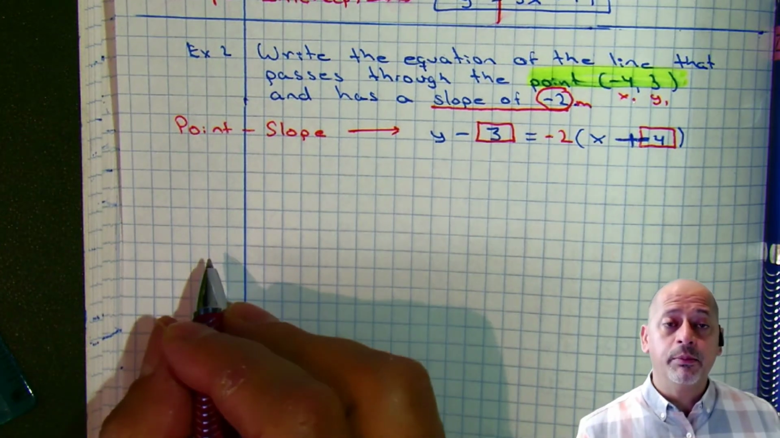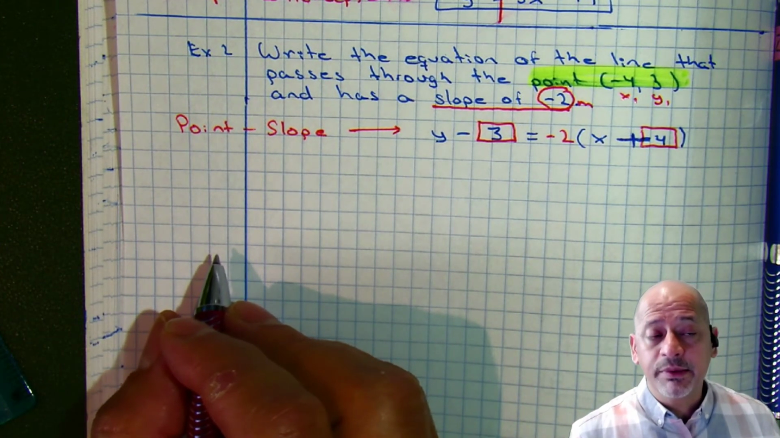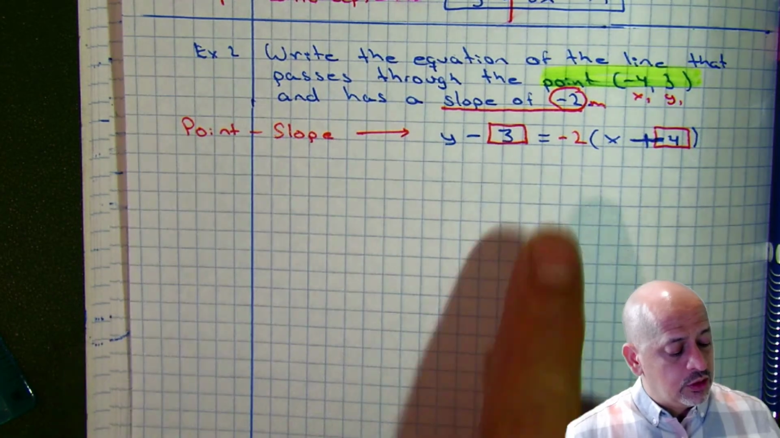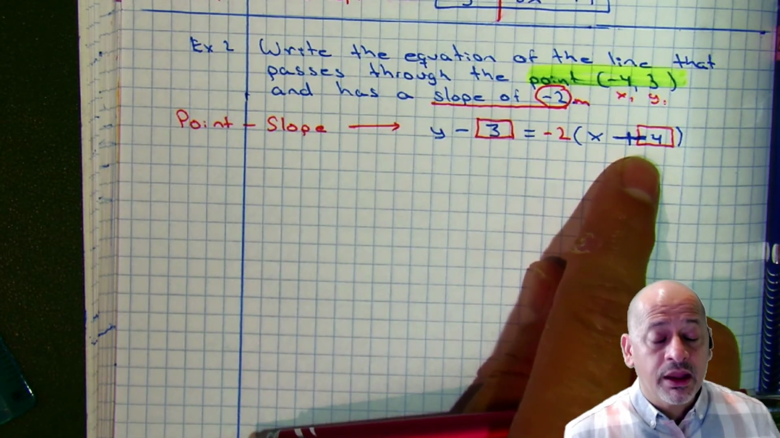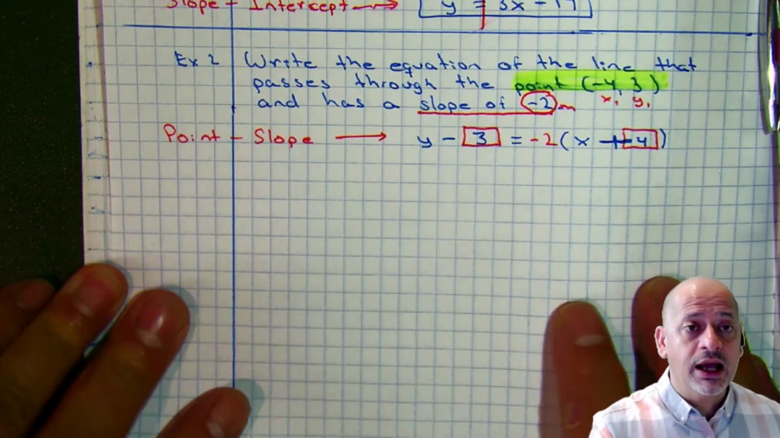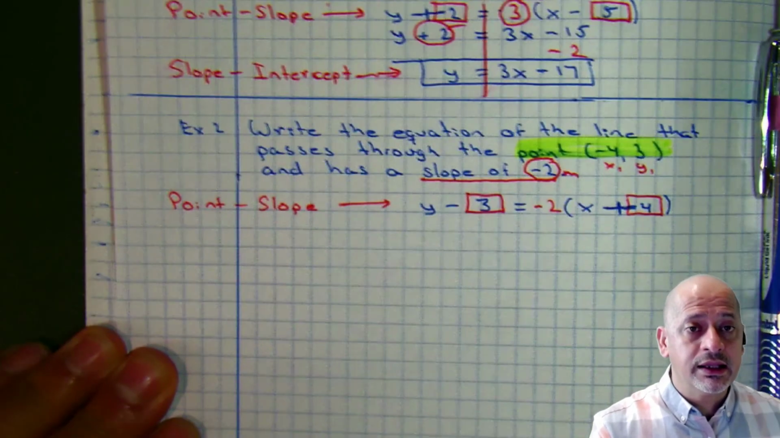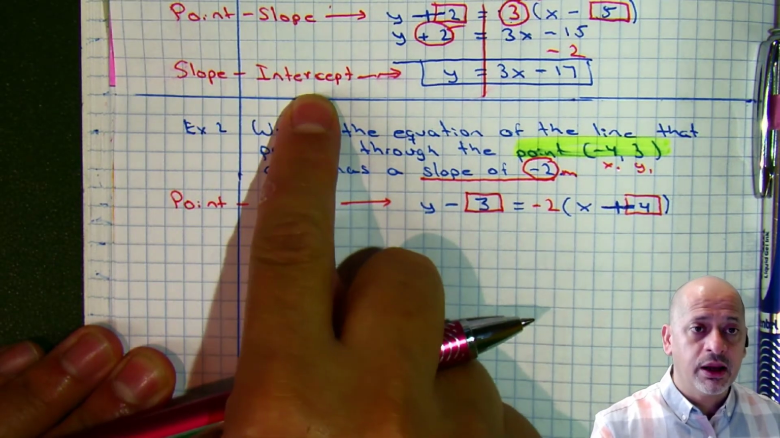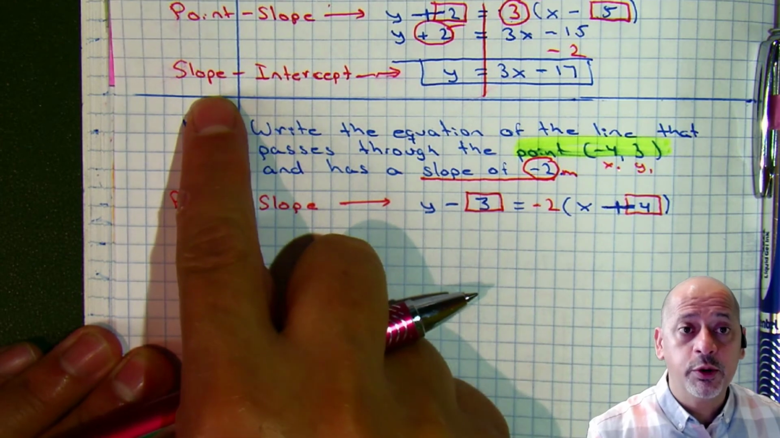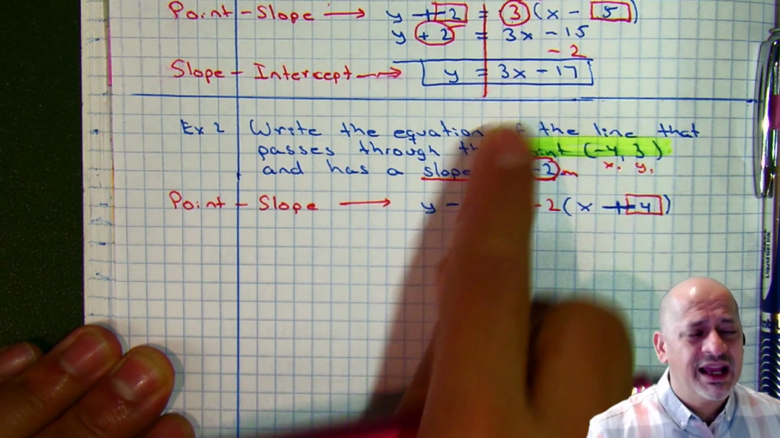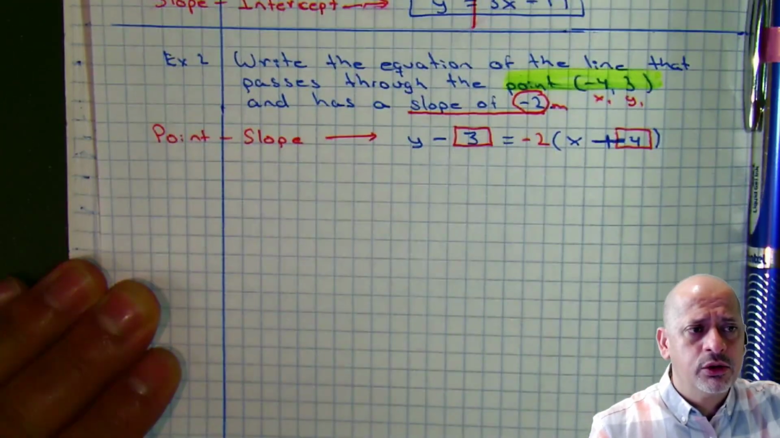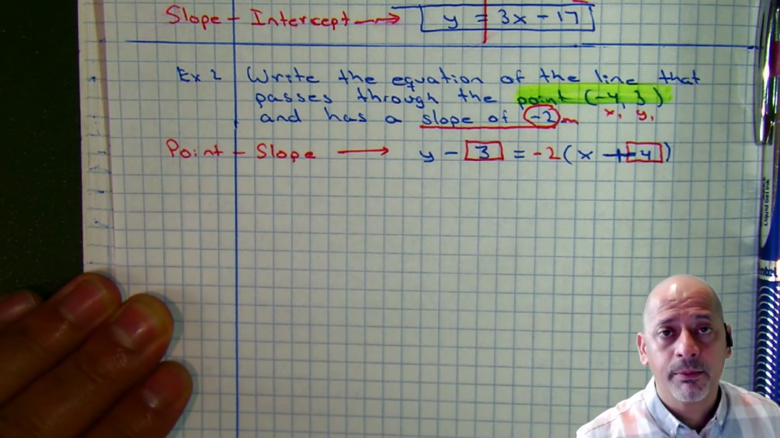And one of the reasons I'm making a big emphasis on this is because sometimes they're going to ask you to leave it in point slope form, and there's going to be other times that they're going to ask you to rewrite it in slope intercept form. And most of the time, you have to rewrite it in slope intercept form. And it's a very quick, two-step process. What is the first step?